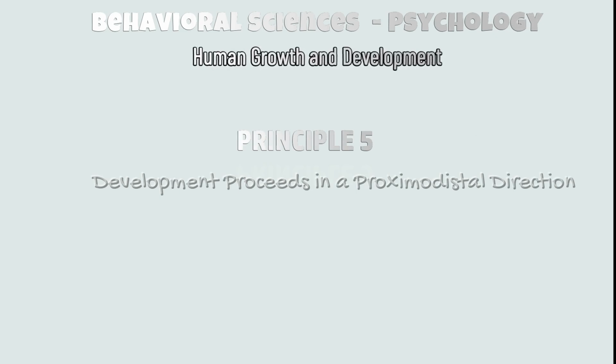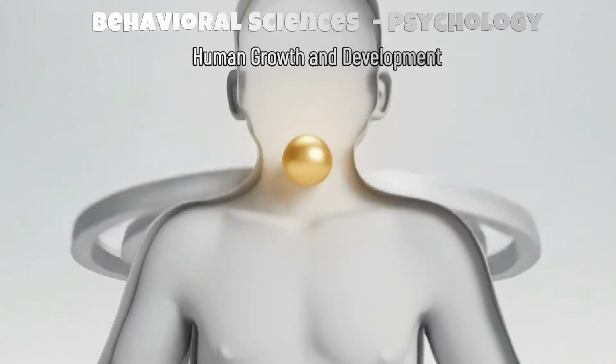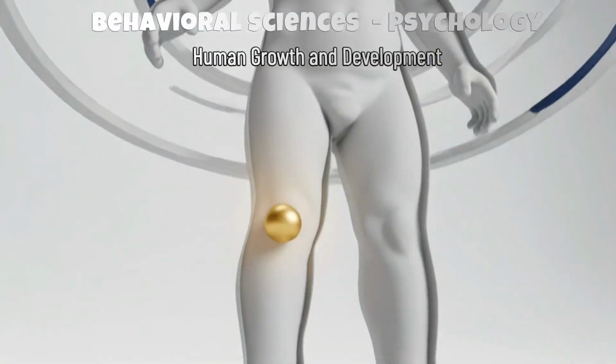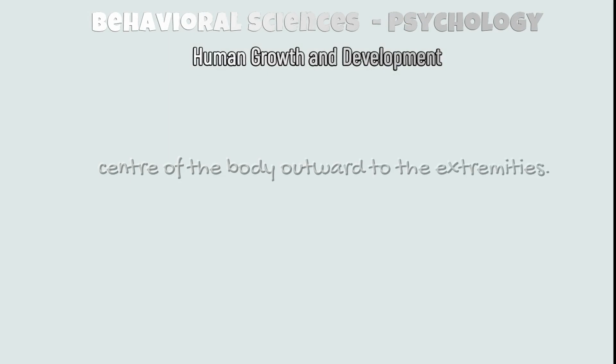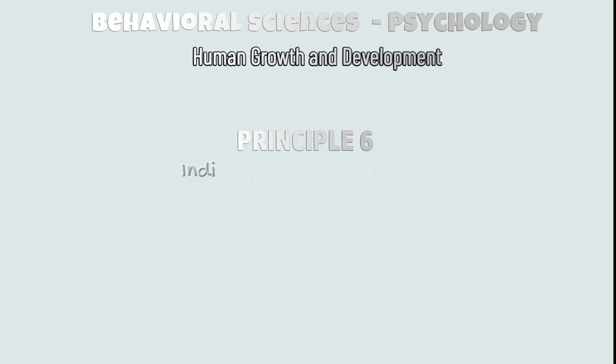Principle 5. Development proceeds in a proximal-distal direction. Fifth is proximal-distal development. Proximal means near, and distal means far. So this principle says that development proceeds from the center of the body outward to the extremities. The trunk and core develop before the arms and legs, and the arms and legs develop control before the hands and feet.